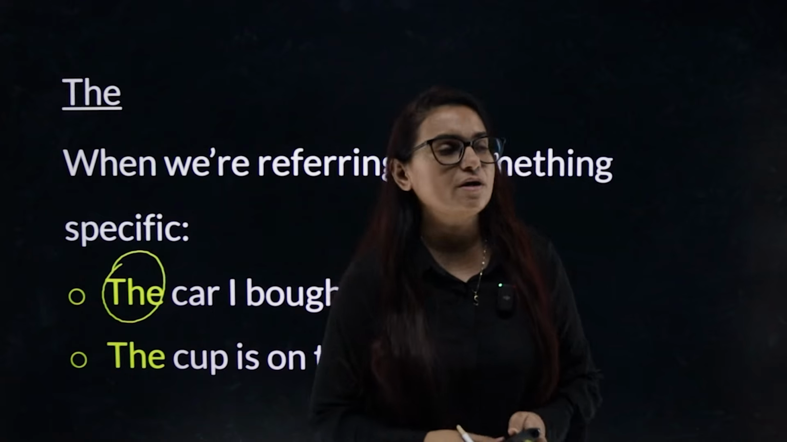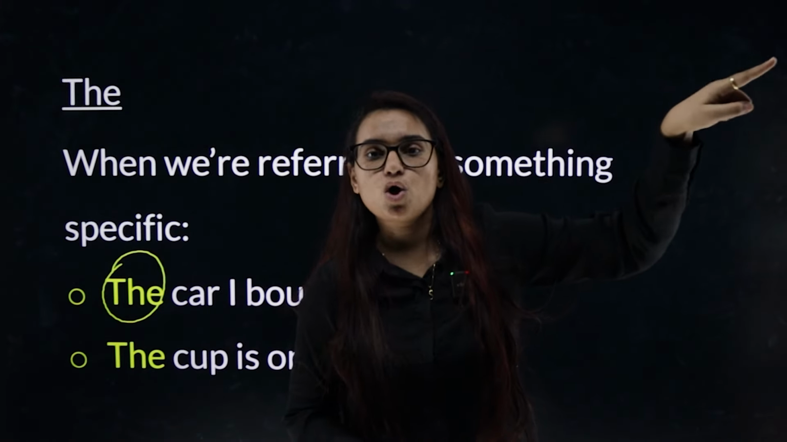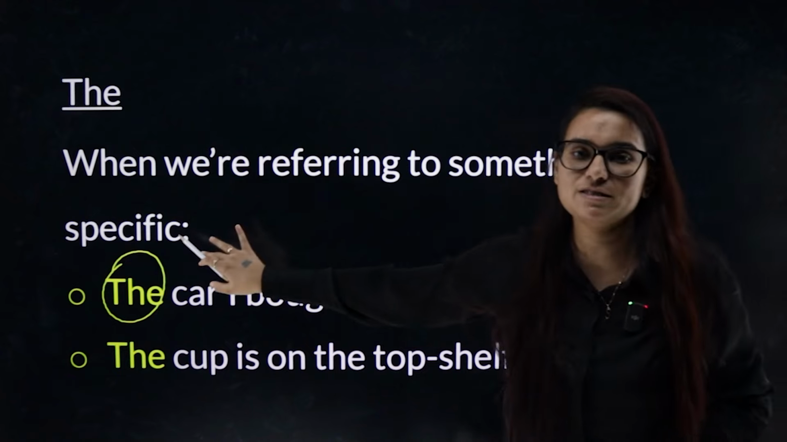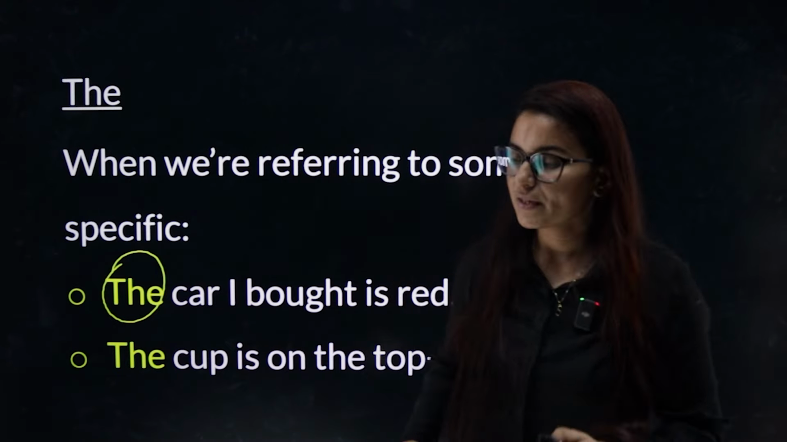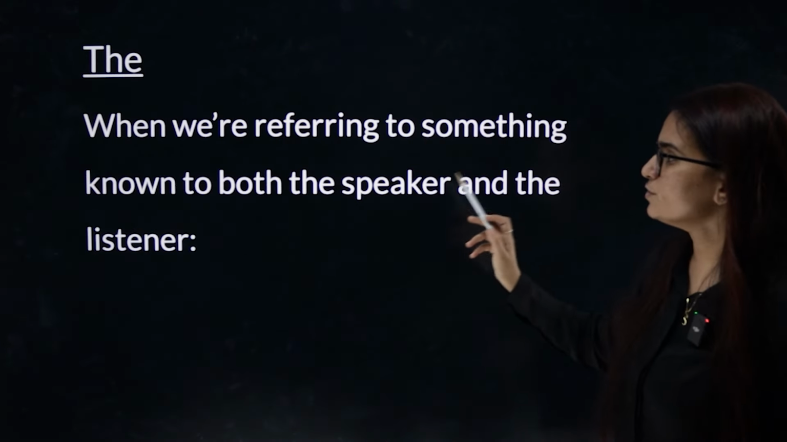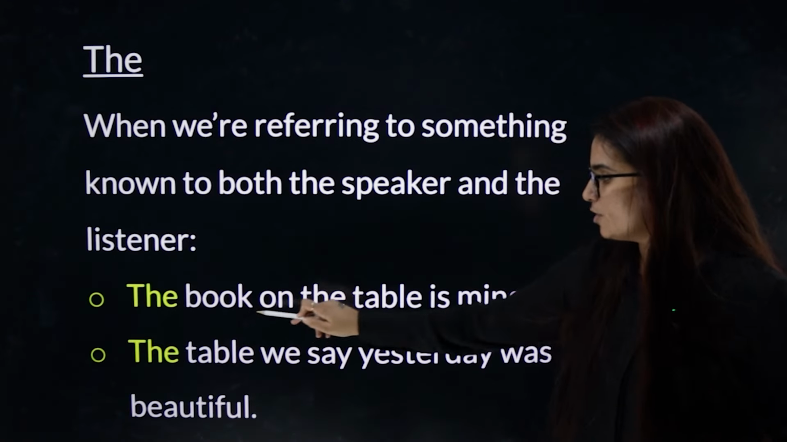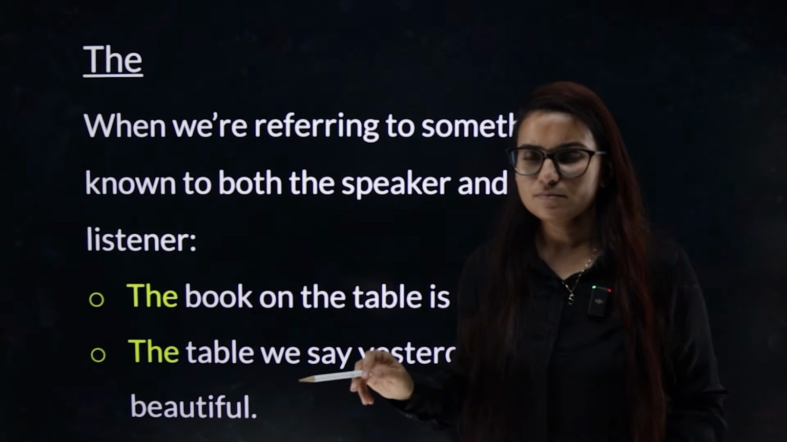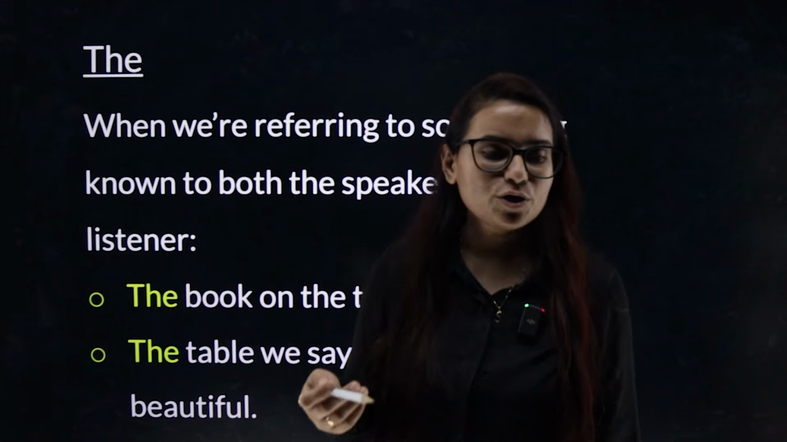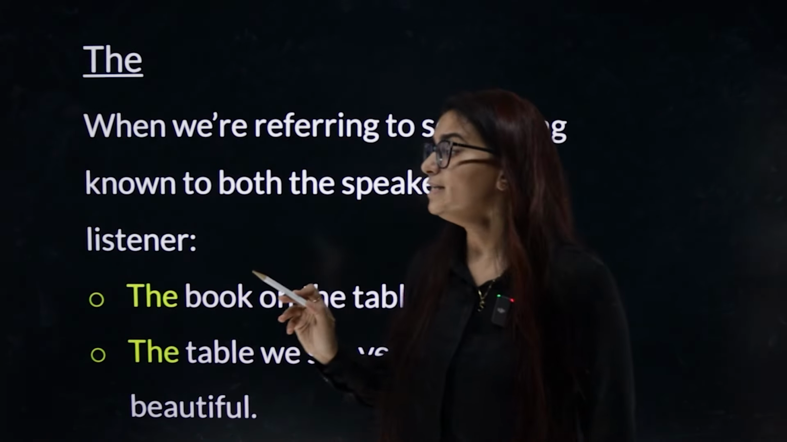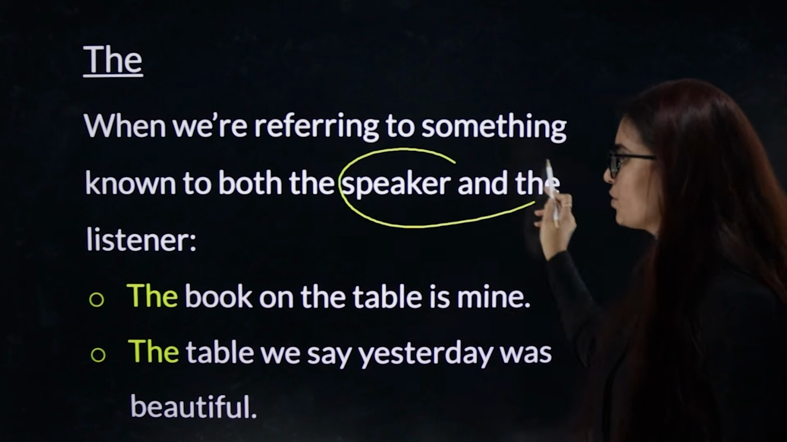Which cup are we talking about? The one which is on the top shelf. So it becomes "the cup" because we are talking about something specific, something particular. Next, we use "the" to refer to something that you and I both know about. For example, the book on the table is mine. When I say "the book," it's automatically understood that you and I are talking about the same book. It's the common book which you and I are talking about.